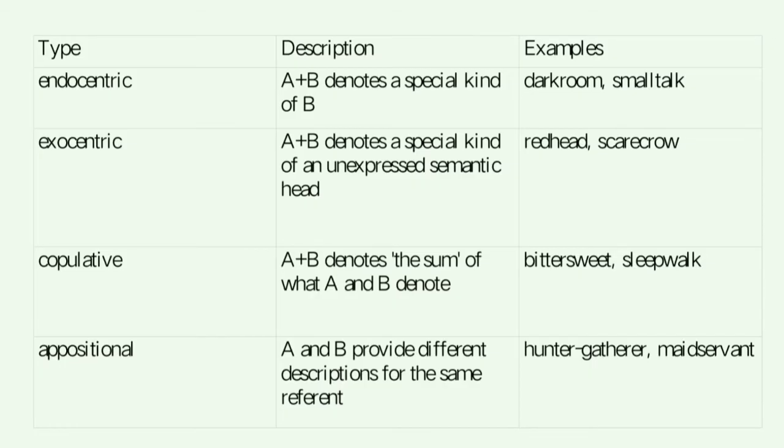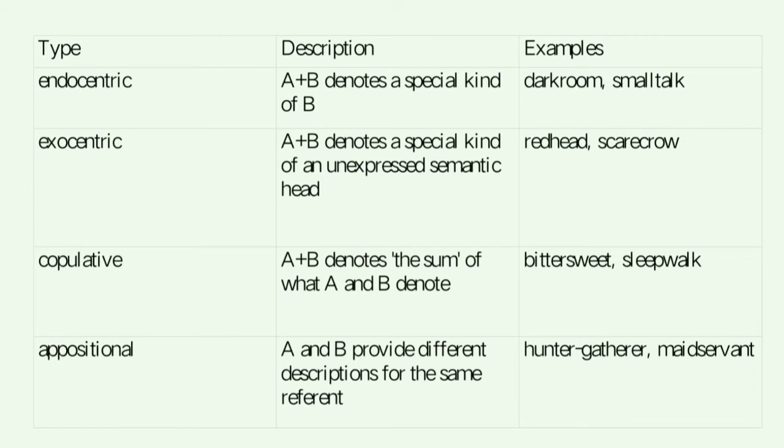There is a table about the description and example about endocentric, exocentric, copulative, and appositional. The first type is endocentric. The description: A plus B denotes a special kind of B. Jadi, head-nya ada pada kata kedua. For example, dark room atau small talk. Berarti, kepalanya ada pada kata room and talk. Point ada di kata room and talk, dan dark atau small hanya sebagai modifier.